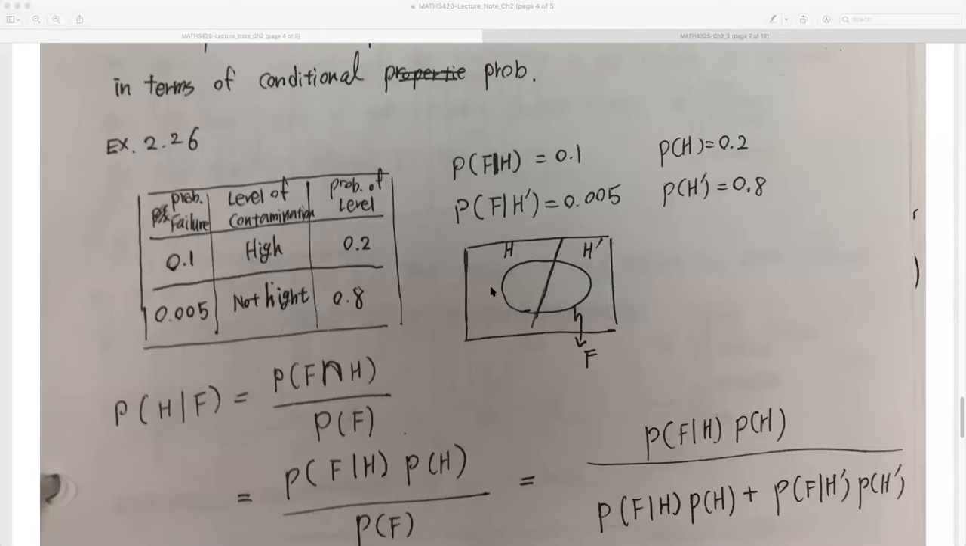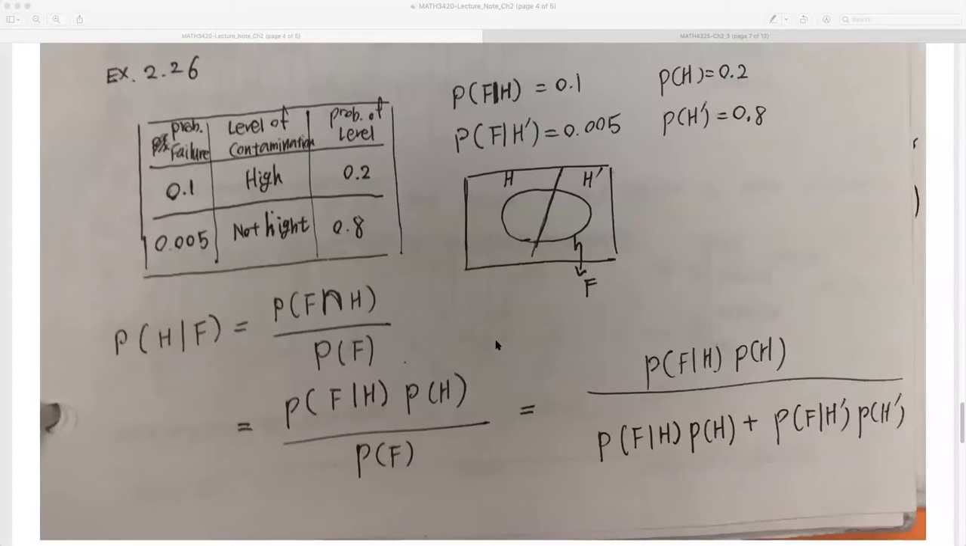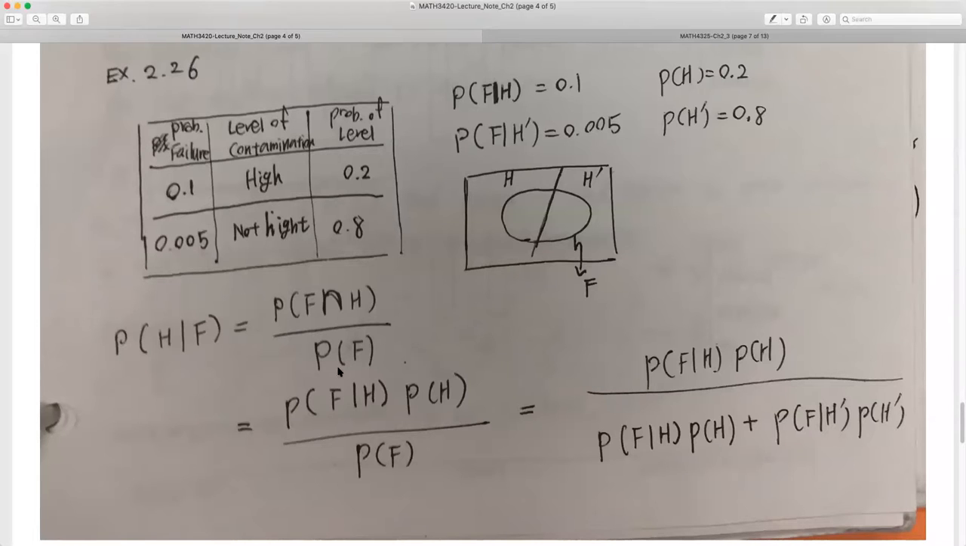So now back to my lecture note here. Applying the total probability to P of F, we got this. You see that P of F can be expressed like this. How come? Because we use the total probability formula.